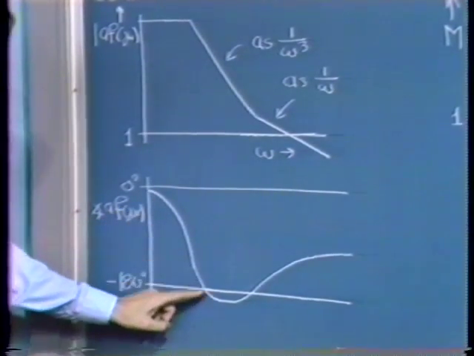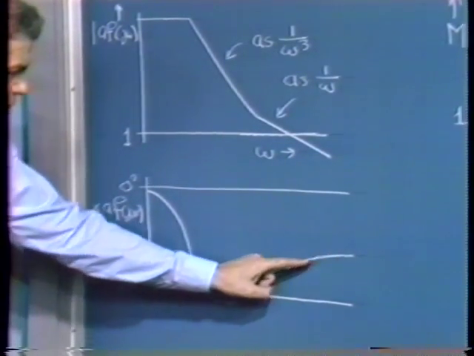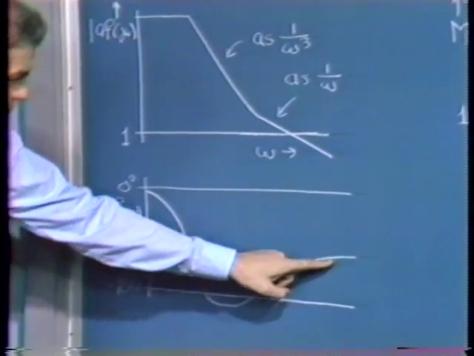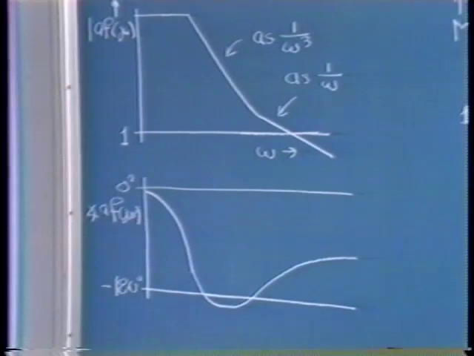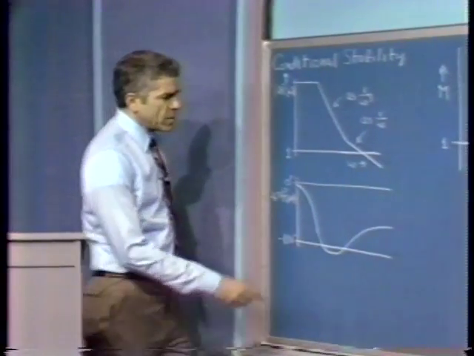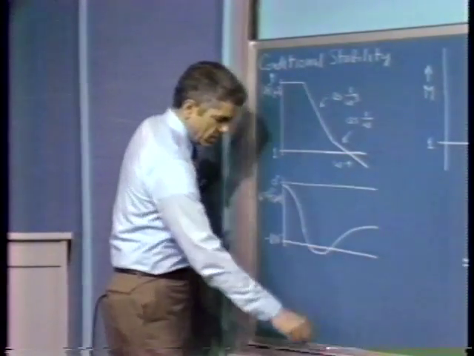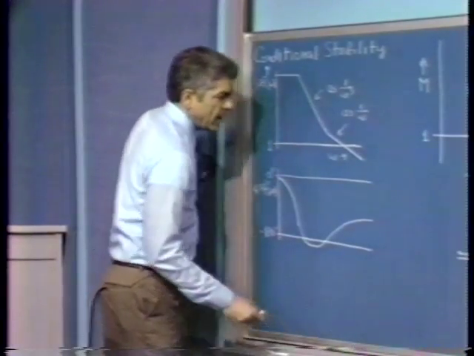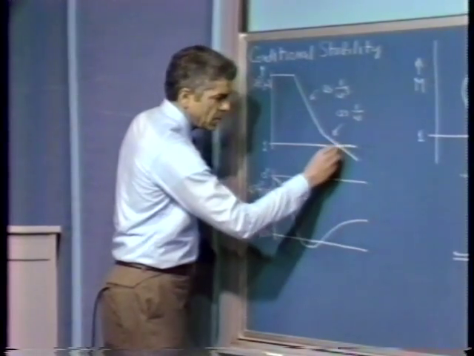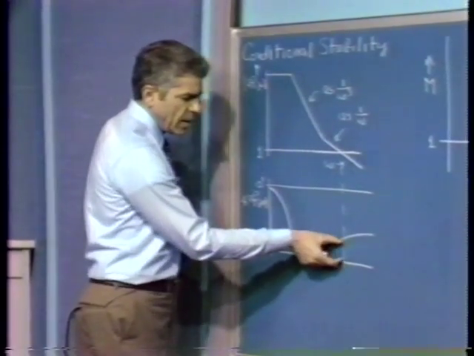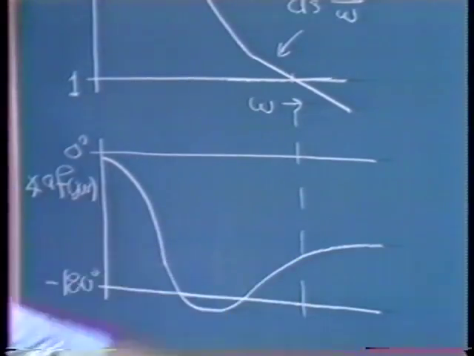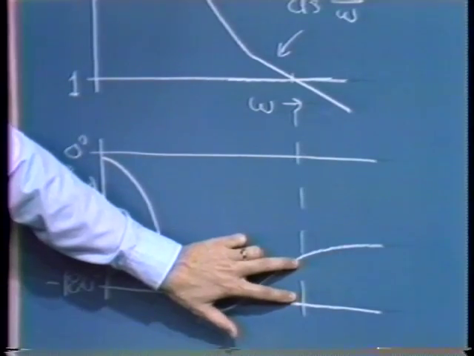And so we have this sort of angle versus frequency curve and the magnitude versus frequency curve that I indicated before. We notice that the system as shown has adequate phase margin. Here's the crossover frequency, and we have this much phase margin, certainly a positive value for phase margin.